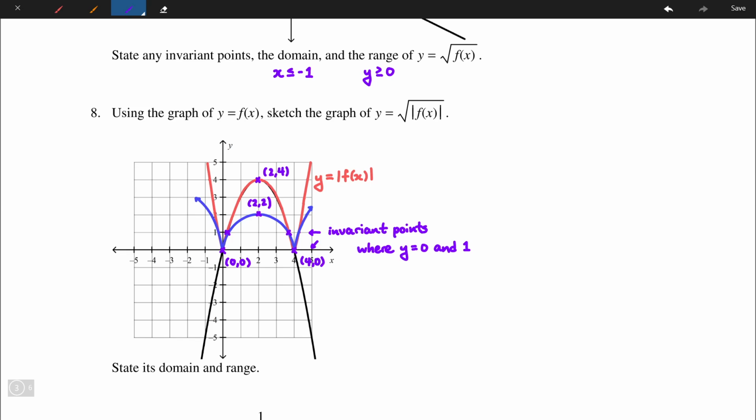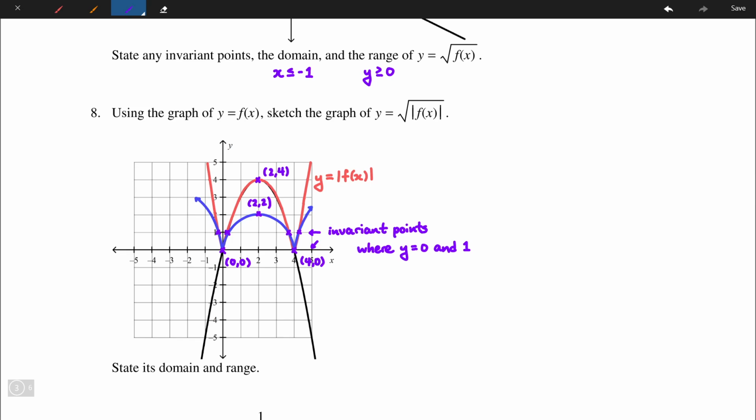Okay. And all we did from there was connect the points with a smooth curve, and also follow the rule where if the original function's y values were between 0 and 1, then the square root will be greater. And if the y values were greater than 1 on the original function, then the square root will be less.